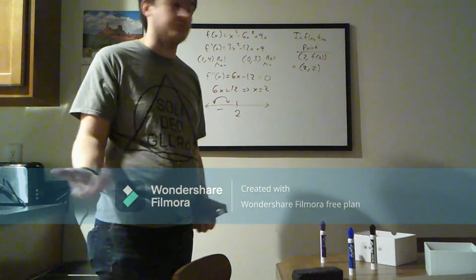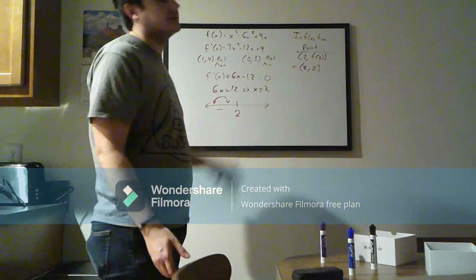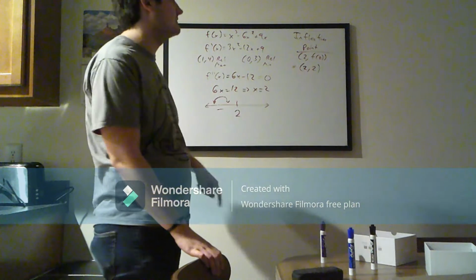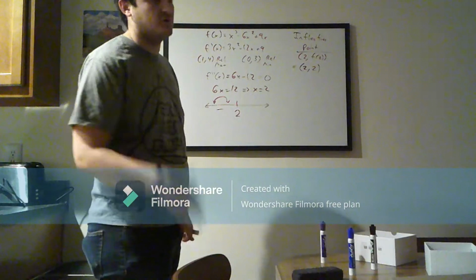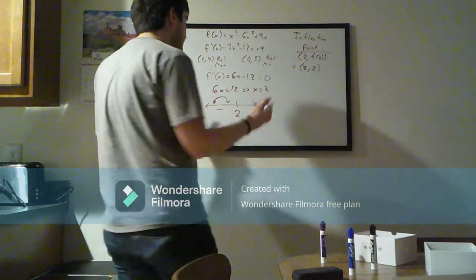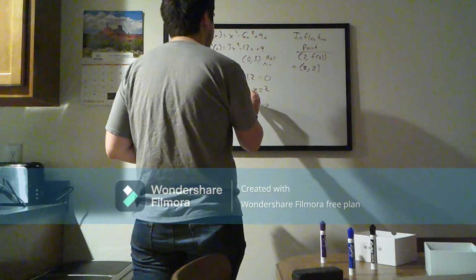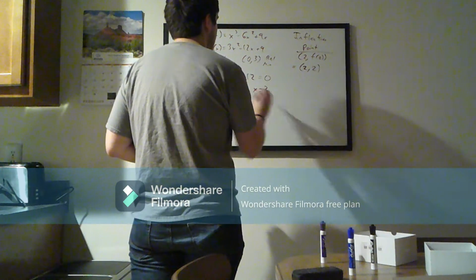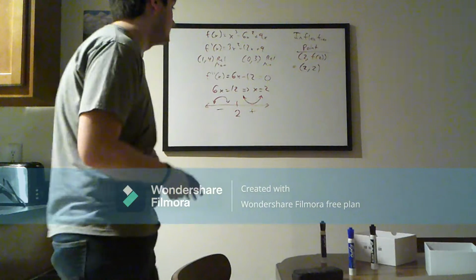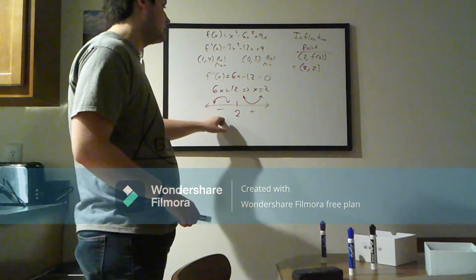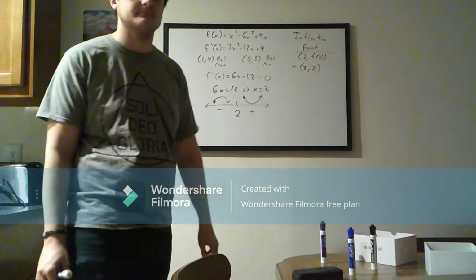Well, if I go after 2, that means I'm taking the number 3, for example. Plugging it into the function, I'm going to get 6 times 3, which is 18. 18 minus 12 is 6. And so on that side, I get a positive value, which, as we've already seen, is when I'm going to be concave up. Good. So before 2, I'm concave down, and after 2, I'm concave up.